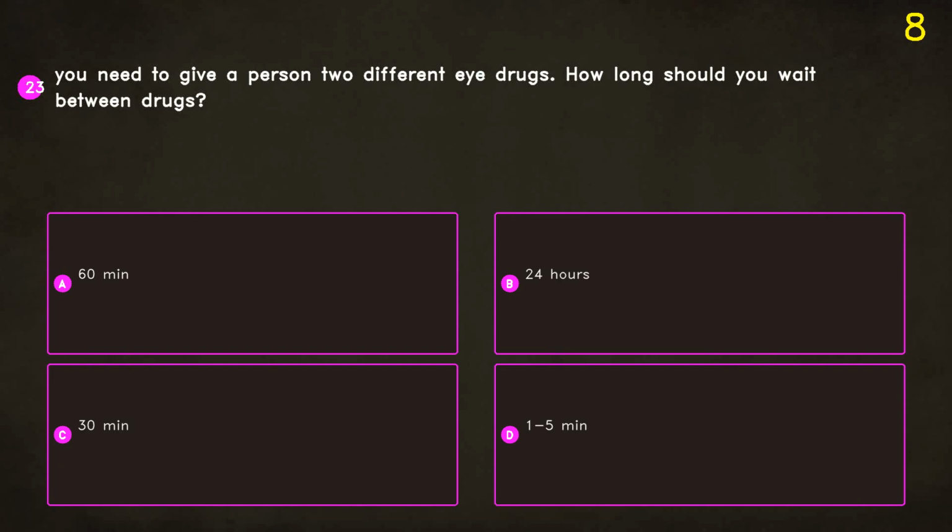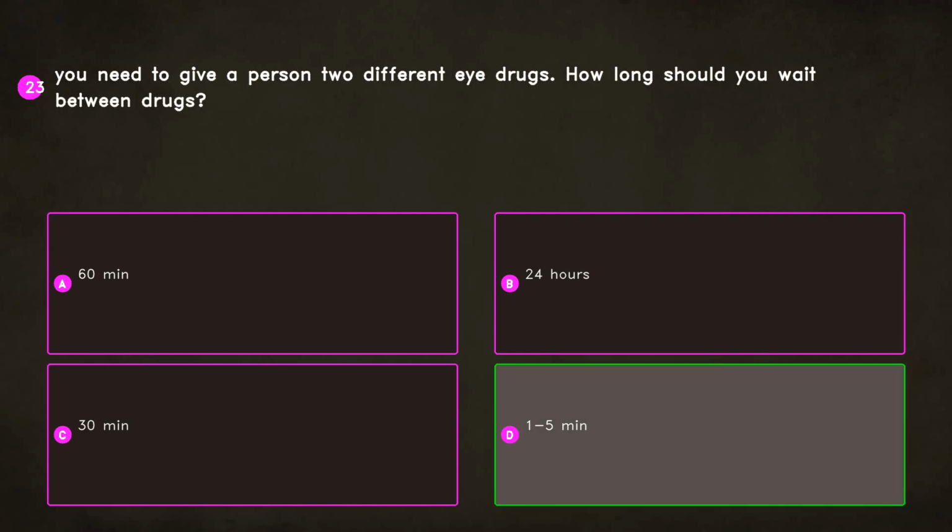Question 23. You need to give a person 2 different eye drugs. How long should you wait between drugs? A. 60 minutes. B. 24 hours. C. 30 minutes. D. 1 to 5 minutes. The correct answer is 1 to 5 minutes.